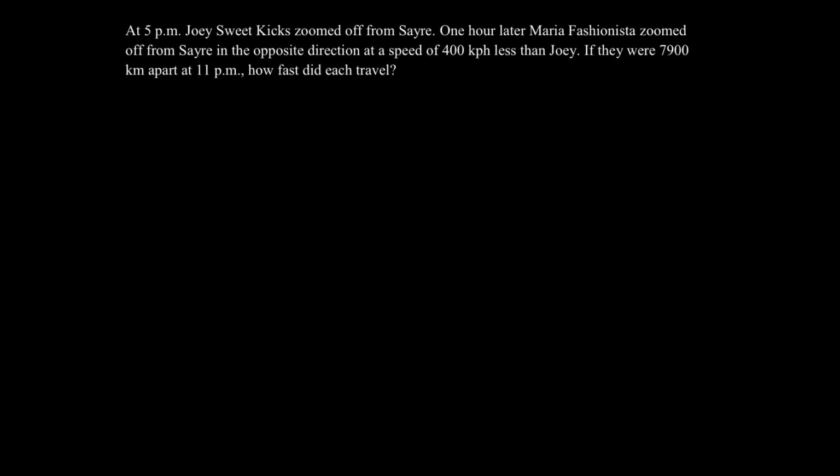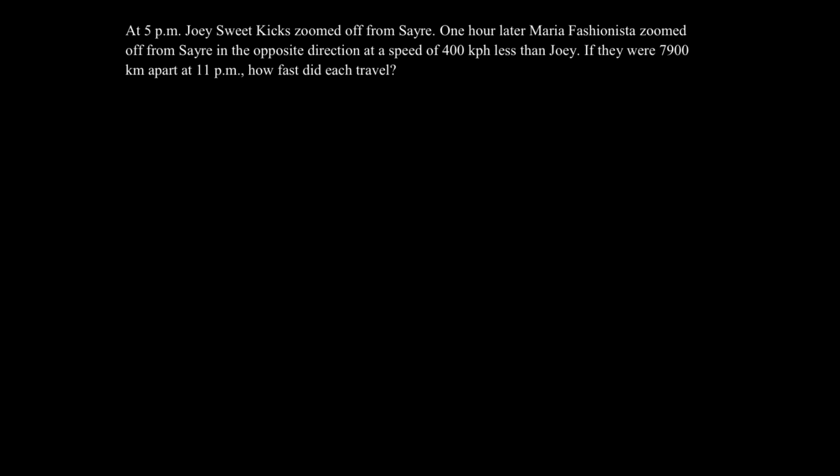All right, here's a third example to show you. A lot of times I just like to read these and then decide if I'm going to do subscripted variables or create a table. So let's check this out. It says at 5 p.m., Joey Sweetkicks zoomed off from Sayre. 1 hour later, Maria Fashionista zoomed off from Sayre in the opposite direction at a speed 400 kilometers per hour less than Joey. If they were 7,900 kilometers apart at 11 p.m., how fast did each travel?